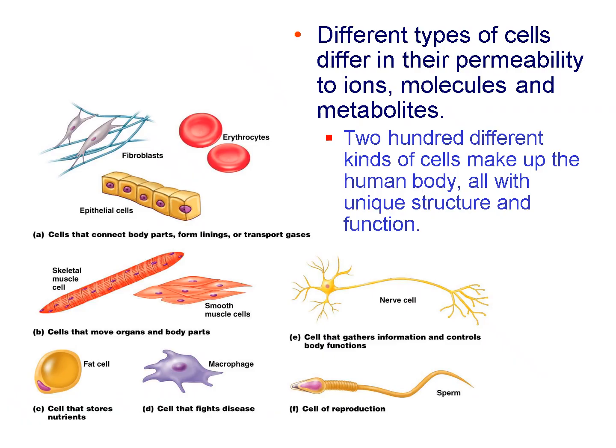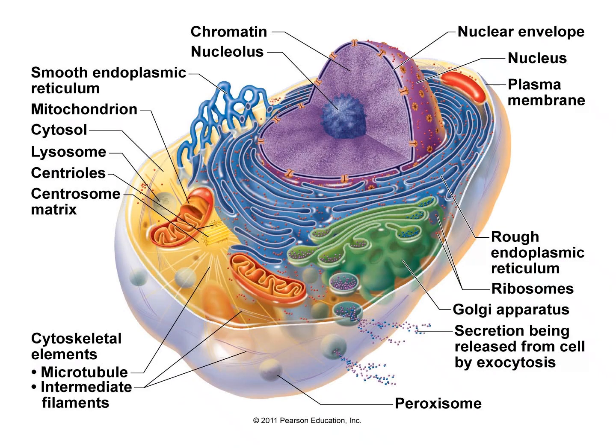Although we will use a generalized cell for our descriptions of cellular components, it is important to keep in mind that our bodies are made up of 200 different kinds of cells. As seen in the diagram, each cell type has a unique structure and function in the body. As we established previously, the cell is the smallest unit of structure that meets all the qualifications of life. This slide is a review of the major organelles of a generalized or composite animal cell.